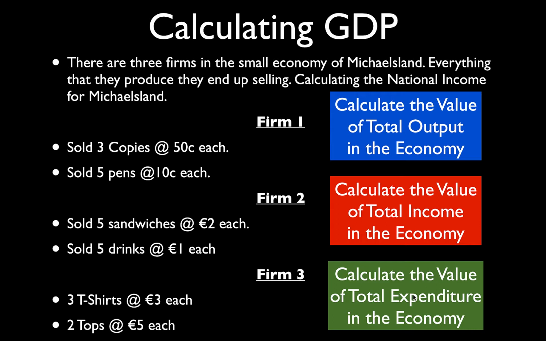That means that your income is €10 and my expenditure is €10. The income has to equal expenditure, okay? Understand that. So they are going to earn €1.50 from the sale of copybooks, firm 1, and firm 1 is also going to earn 50 cents from the sale of pens. So that's a total income of €2, which was exact same as the value of output and exact same as the value of expenditure on firm 1.